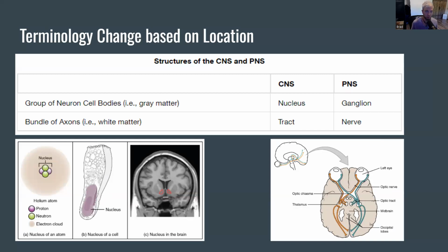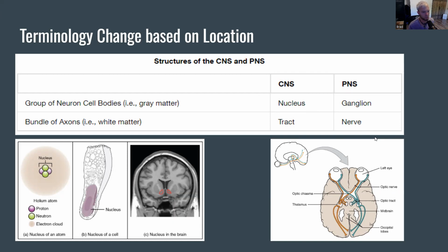The other thing to keep in mind is that that's talking about the cell bodies, the gray matter. When you're talking about the axons themselves, the conduits that are running and transmitting signal, the white matter, the bundles of those fibers in the central nervous system are called a tract. Whereas in the peripheral nervous system, it's called a nerve. And we're really familiar with that: you have a nerve running down your arm, and nerves in your spine and neck.